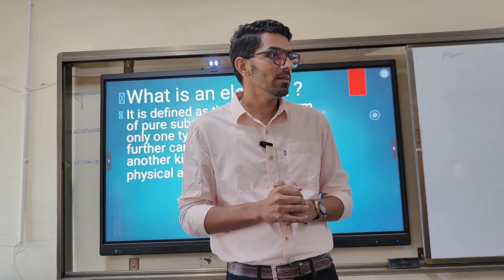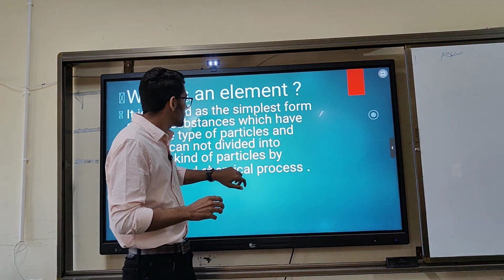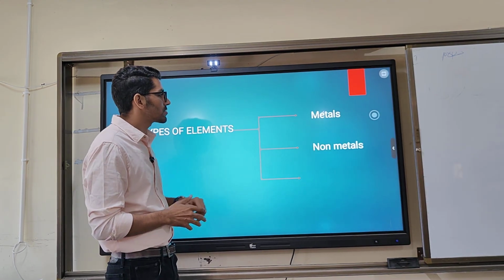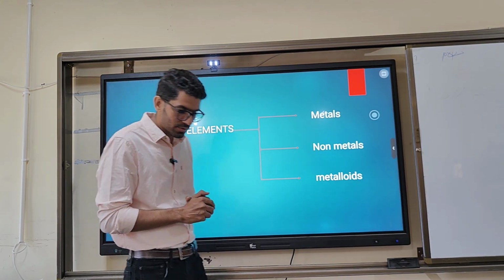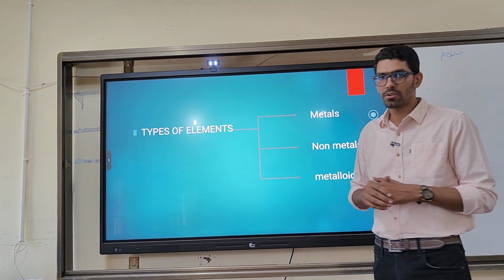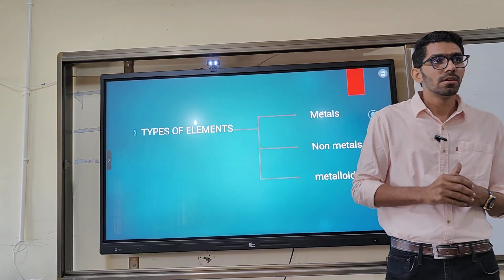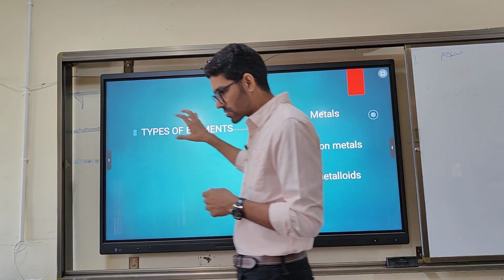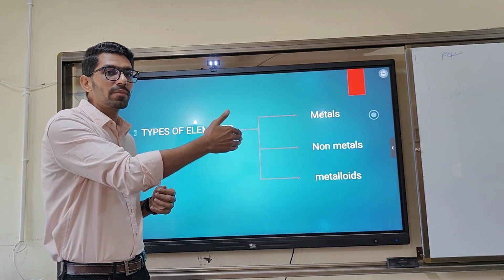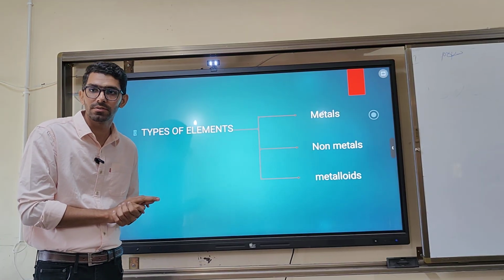Further, these elements are divided into three parts. First one is metal, second one is non-metal, and third one is metalloids. So types of elements: first one is metals, second one is non-metal, and third one is metalloids. On the basis of all these types, 118 elements are arranged in the periodic table. Out of these, some elements are metal, some of them are non-metal, and a very few are metalloids.